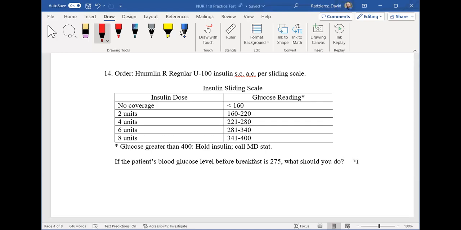What you want to pay attention to is basically what the value is. So here it says the patient's blood glucose level is 275. I'm going to underline that. 275 is the patient's blood glucose level. Then you're going to look at the glucose reading and see where that 275 fits in. It's going to fit in right here. And then what am I going to do? I'm going to administer 4 units. So you probably want to even write, give 4 units.